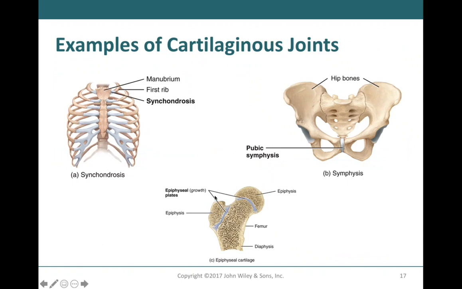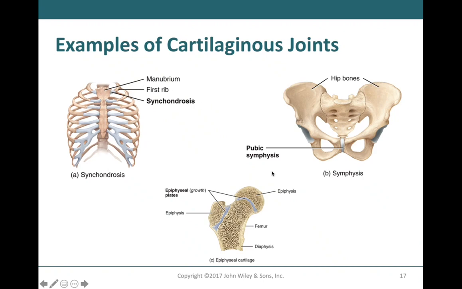So here are some examples of our cartilaginous joints. So synchondroses are going to be held together by hyaline cartilage, and we'll see these between the manubrium of the sternum and the first rib. All of these are going to be synchondroses. These are joints that are held together by hyaline cartilage. This is a hyaline cartilage that makes up the costal cartilage. So this is our example of a synchondrosis.